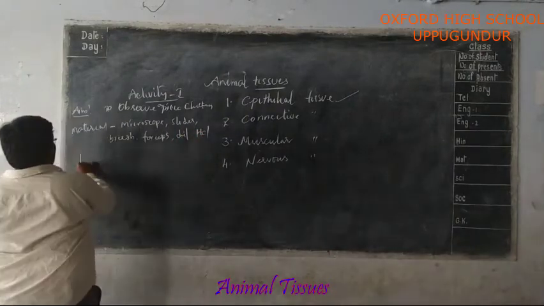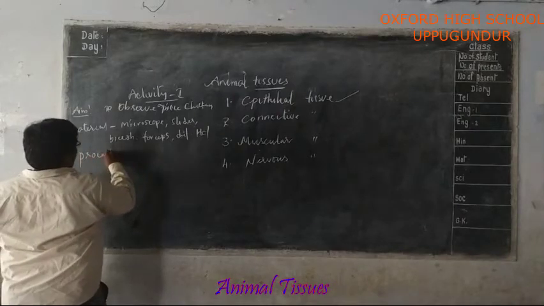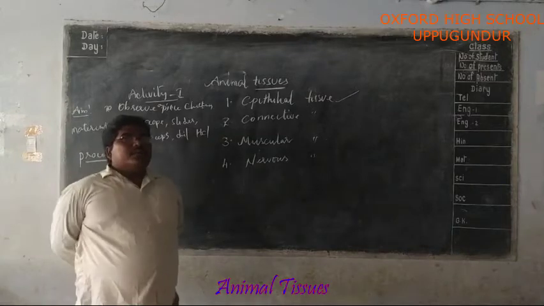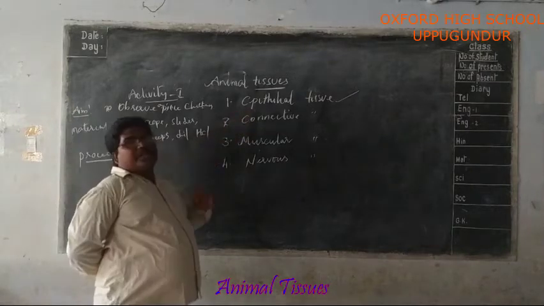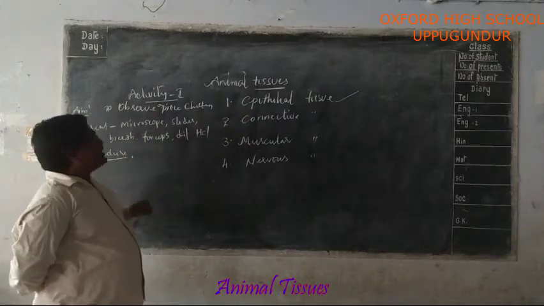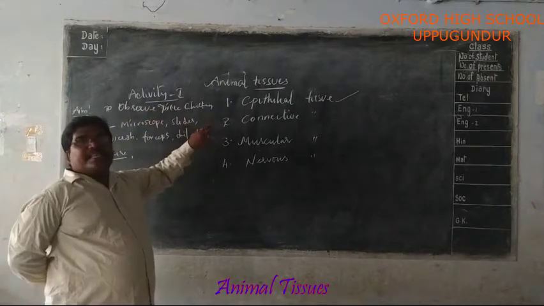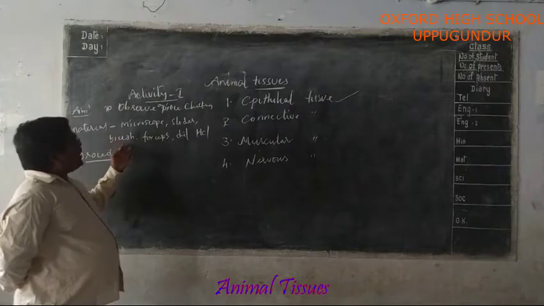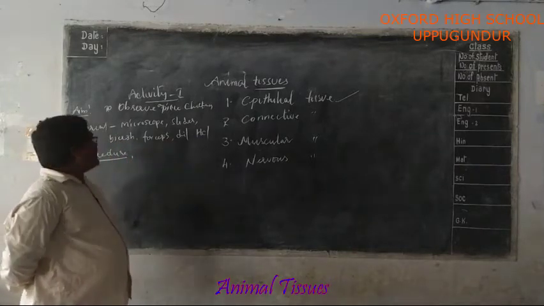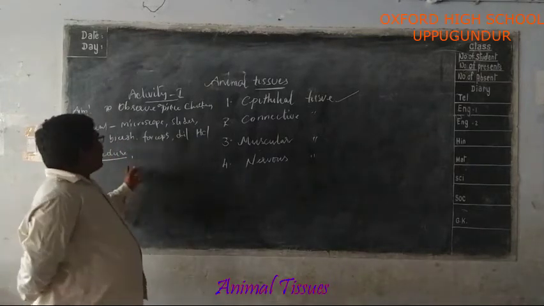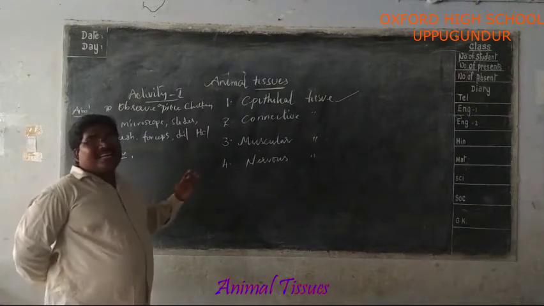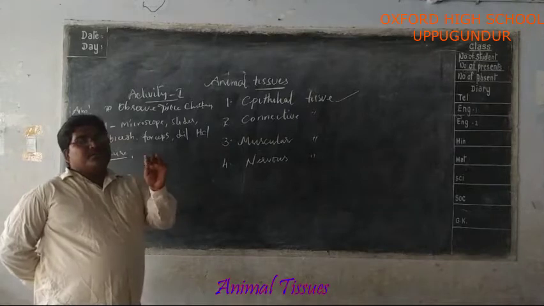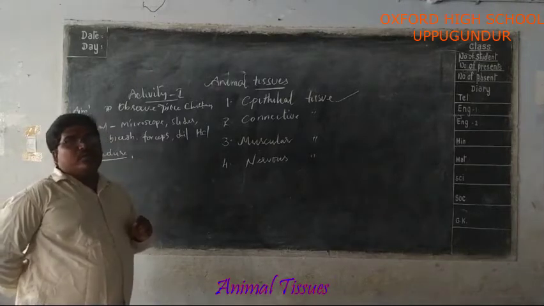So, the procedure. Okay. So we are going to discuss epithelial tissue first. For this we need to perform this activity. So observe the piece of chicken, now with a bone. Microscope, slides, brush, forceps and diluted hydrochloric acid we require. Process: collect a small piece of chicken with a bone.